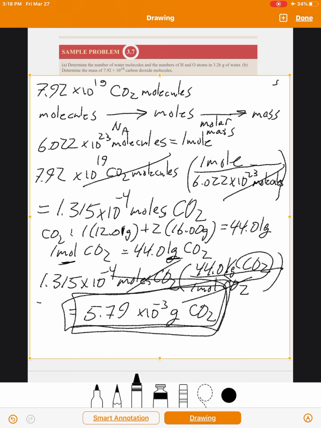Okay? So practice these. Practice 3.5, 3.6, 3.7. Gram to mole conversion, mole to gram conversion, number of atoms or number of molecules to moles, moles back to atoms and molecules. And then you can do the full set of all of these conversions.